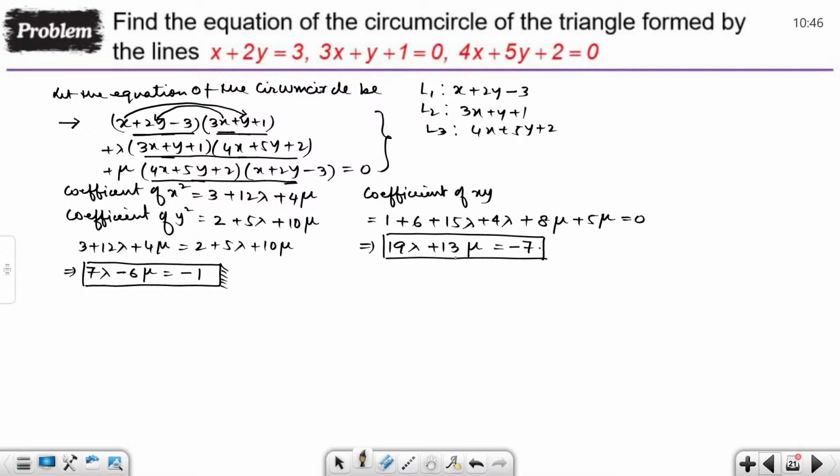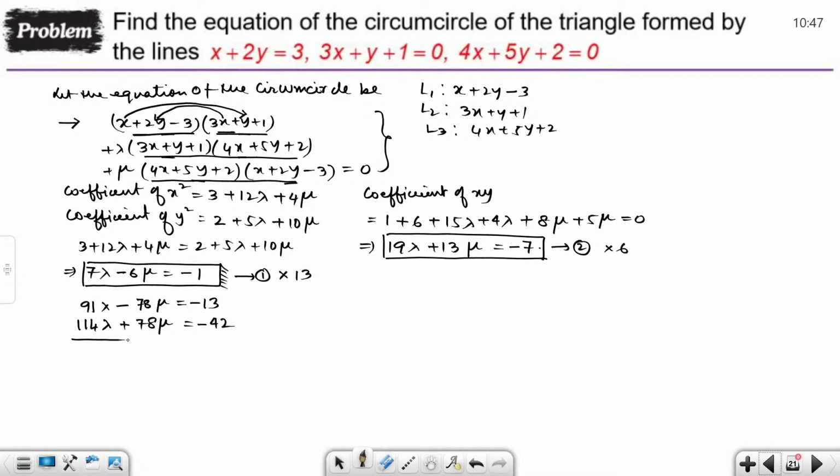Now what is our task? It is to simply find the value of lambda and mu from equation 1 and equation 2, solving simultaneously. So what I will do, I will simply multiply the first equation with 13 and the second equation with 6. So what are we getting? 91 lambda minus 78 mu equals minus 13, correct? And from the second one, when we multiply with 6, we are getting 114 lambda plus 78 mu equals minus 42.